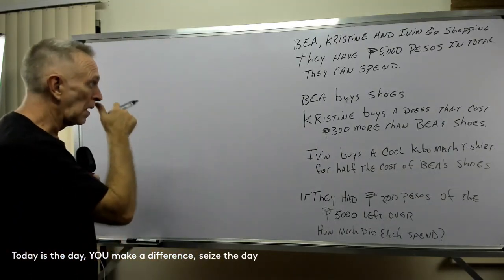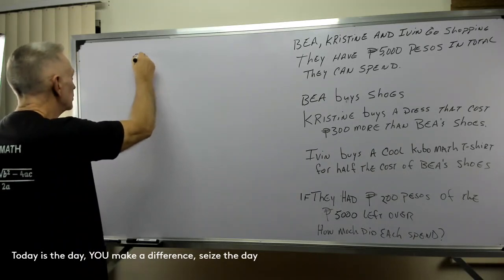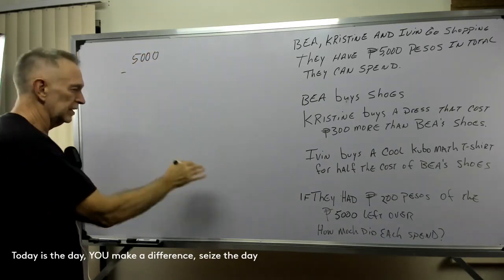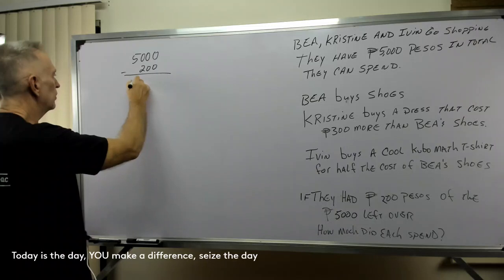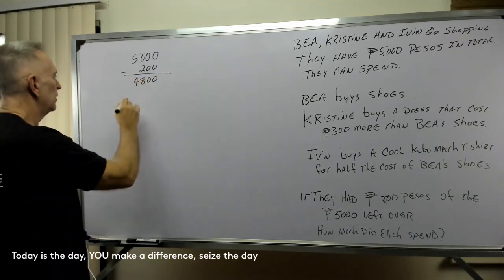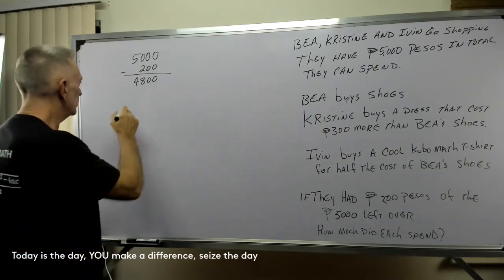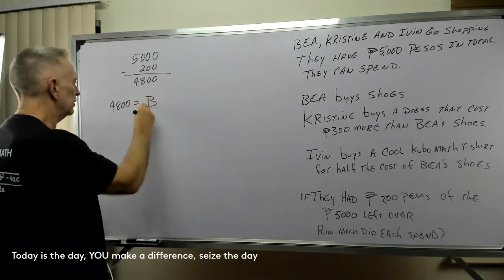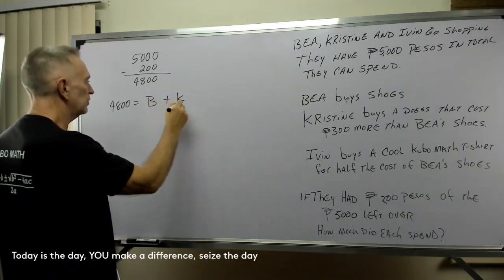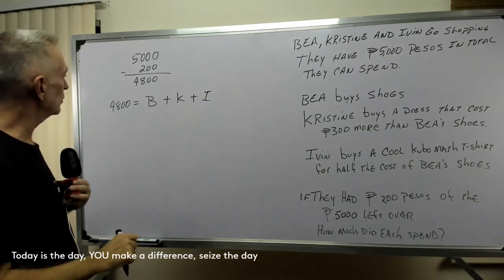Okay, originally they had 5,000 pesos. It says that they had 200 left over. So 5,000 minus 200 gives me 4,800. So that's what they spent. That means that the 4,800 equals what Bea spent plus what Kristine spent plus what Ivin spent. So that would be 4,800.